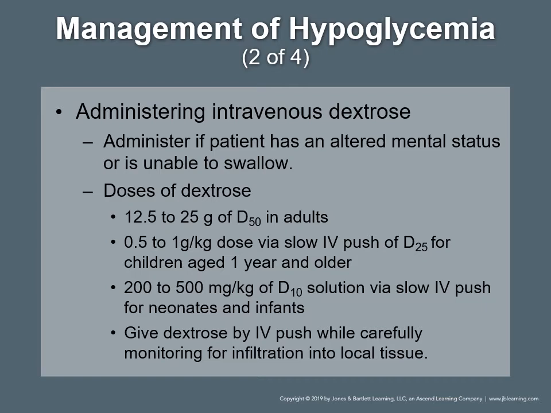Doses of dextrose are as follows: 12.5 to 25 grams of D50 in adults, 0.5 to 1 gram per kilogram dose via slow IV push of D25 for children aged 1 and older, 200 to 500 milligrams per kilogram of D10 solution via slow IV push for neonates and infants. Give dextrose by IV push while carefully monitoring for infiltration into local tissue.